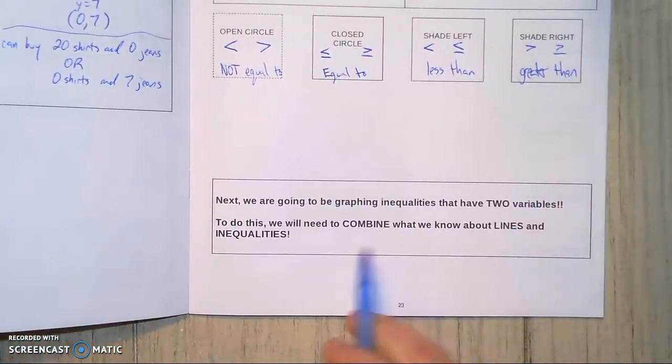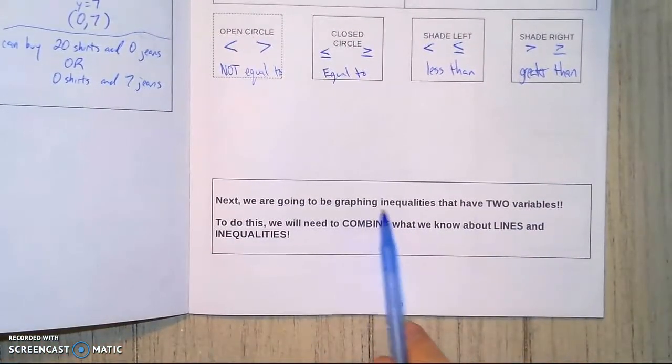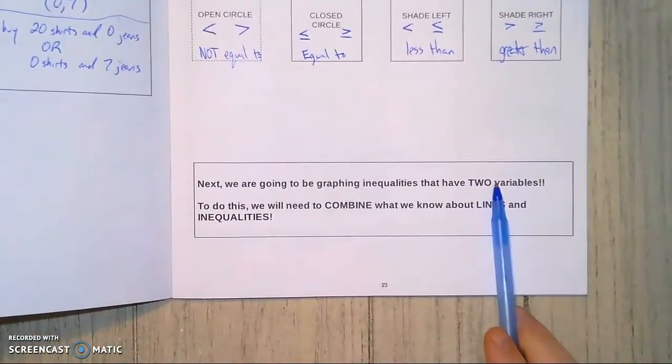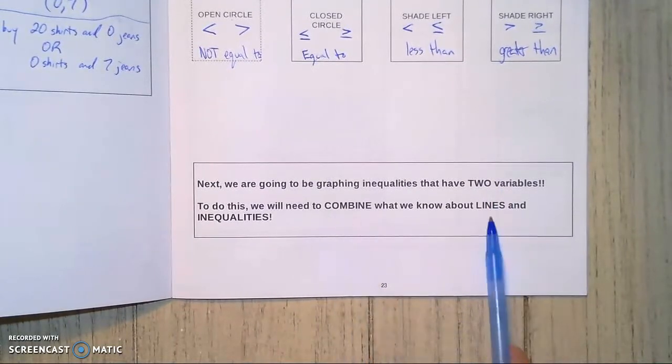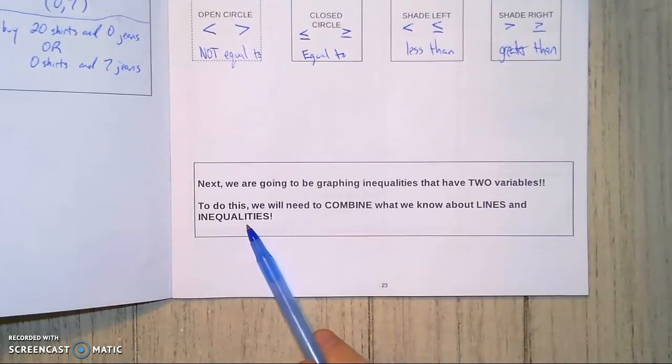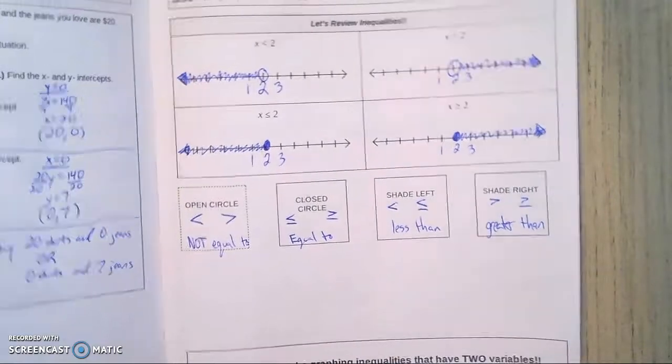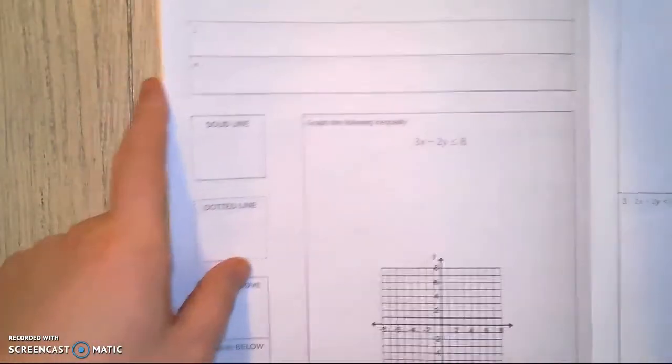And right down here, it tells us that the next thing we're going to do is start graphing inequalities that now have 2 variables. So instead of just one variable, like just the letter x, now we're going to work on problems that have 2 variables, like x and y. This means we're combining what we know about lines, linear equations, slope, intercept, all that good stuff, with what we just reviewed about inequalities, like how to shade and show all the different answers. So turn over to page 24.